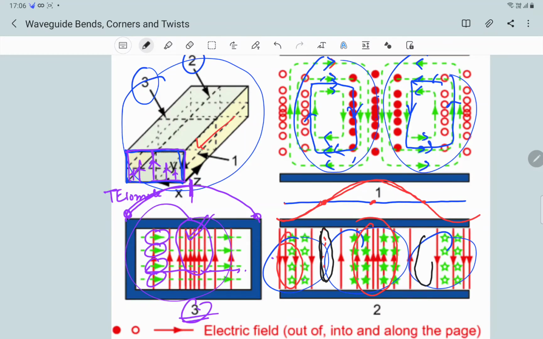Again, the electric field is weak here, as indicated by this point, but it is maximum here, and here. At points C, A, and B, it is maximum. Looking at these lines, it is maximum, but the arrows point in the downward direction. It is again maximum here, but the arrows point in the upward direction. Here it is again maximum, but the arrows point downward. That's what these fields indicate: the electromagnetic field variation along the length of this waveguide.